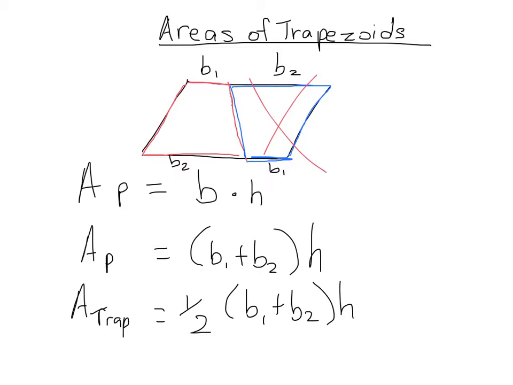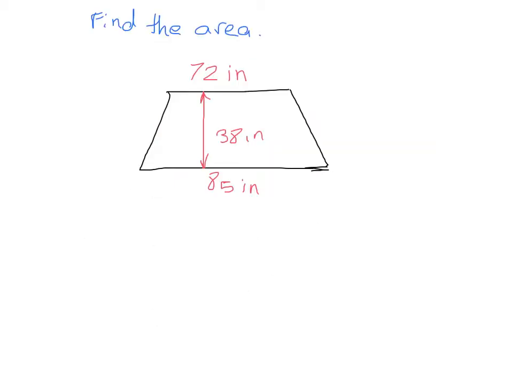All right, so let's do an example. Okay, so here we have a trapezoid and we're being asked to find the area. And as we just learned, the area of a trapezoid is equal to half B1 plus B2 times H. And remember that the height has to be perpendicular to the bases.